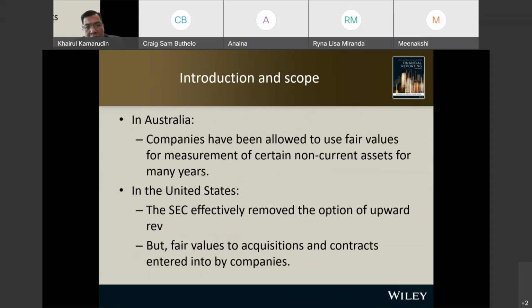Okay. So in Australia, companies have been allowed to use fair value for measurement of certain non-current asset for many years. In the US, however, the SEC, the Securities and Exchange Commission, removed the option for upward revaluation. So in the US, you are not allowed to revalue the asset upward. So that is the challenge. But fair value is allowed for acquisition and contracts entered by companies. So when you have the acquisition process, A acquires B, you are allowed to use the fair value measurement. So that is the introduction.